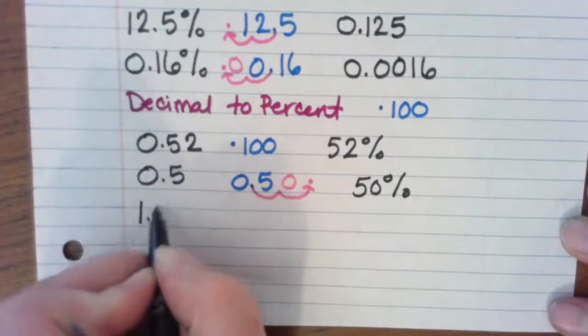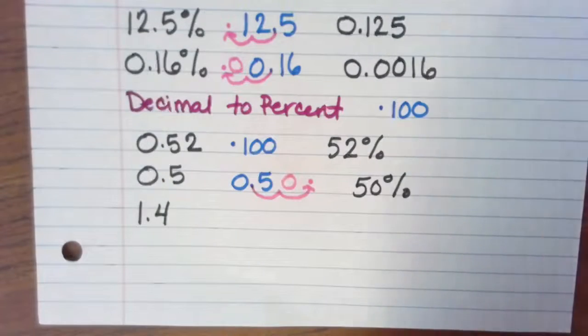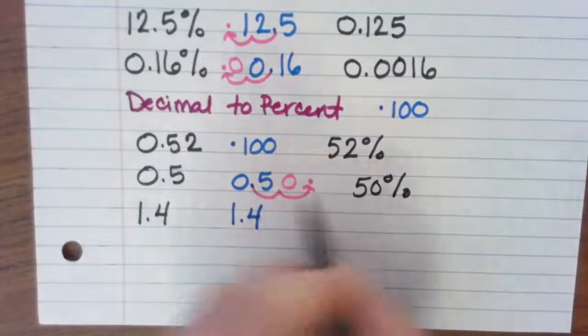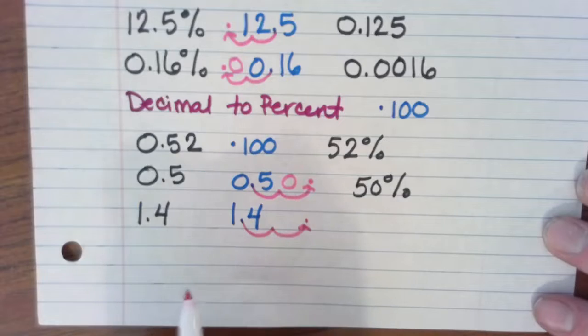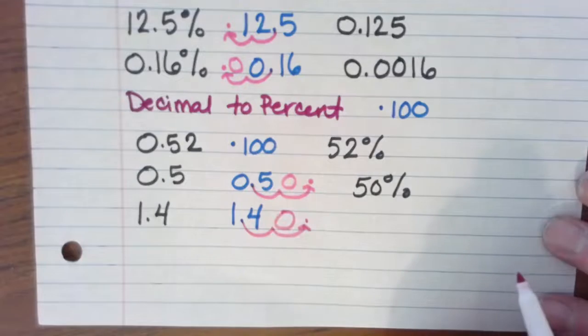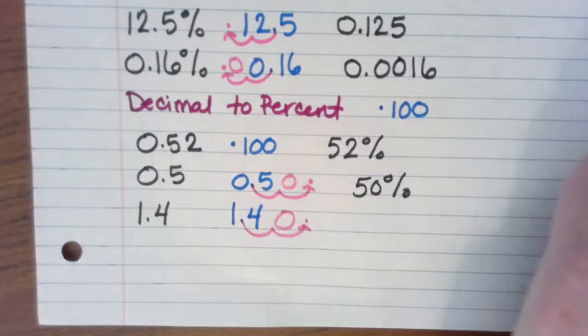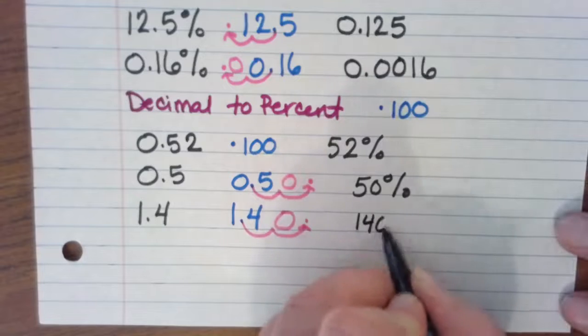Okay, what if I had 1.4? We're going to do the same thing. 1.4, and when we move the decimal two places, 1, 2, again the decimal ends up there, this 0 needs to become visible, and we have 140%.